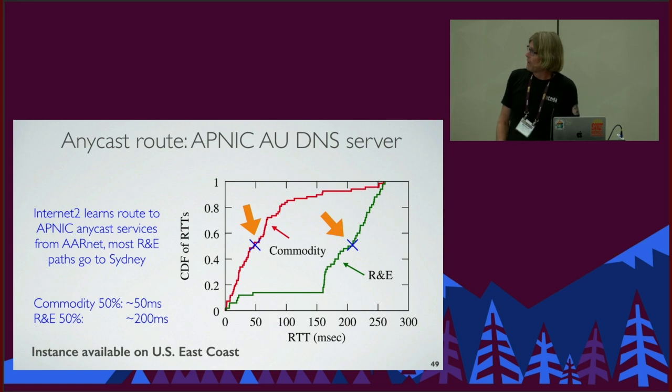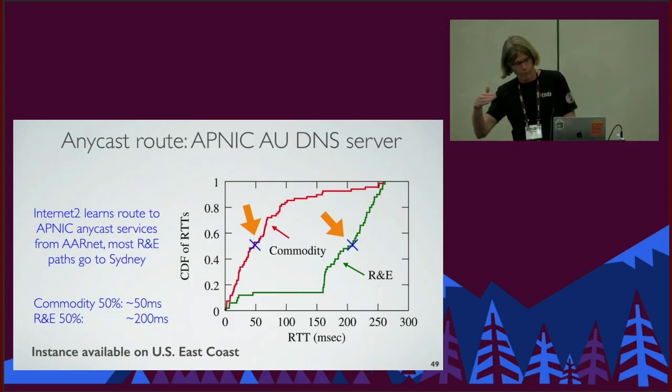But now we have an example of a case that's not so great. Some APNIC DNS servers, Anycast, there's an instance on the US East Coast, but R&E is seeing a path to Sydney, because the green line being over 150 milliseconds for most of them indicates the packets are going to Sydney, and also the AS path says they're going via RNet.